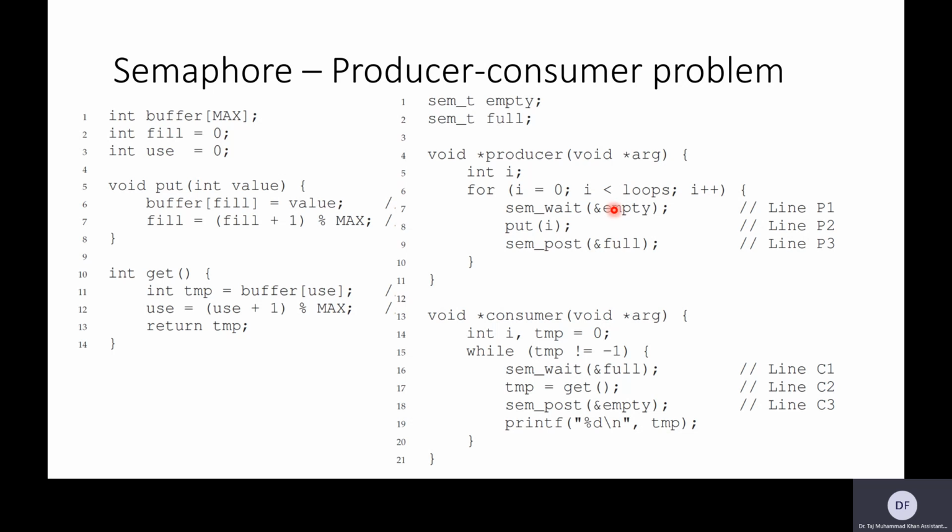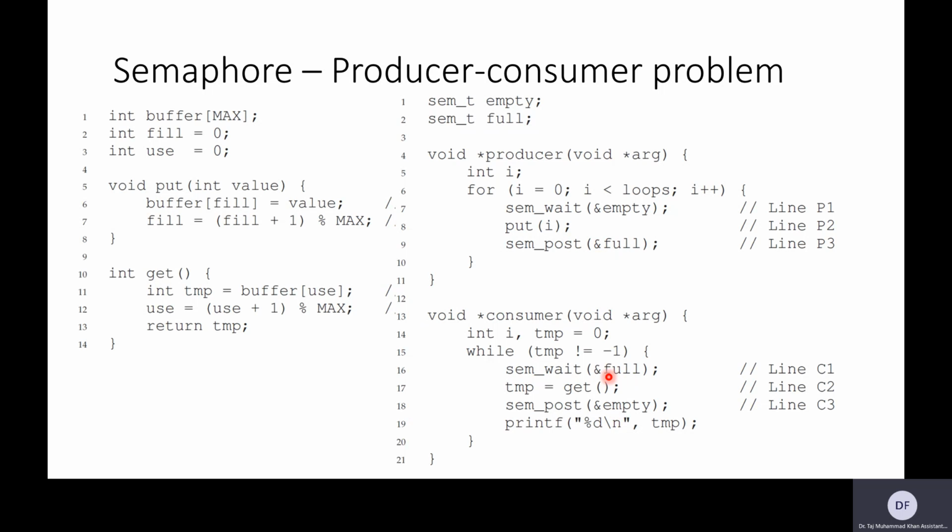So the producer is waiting on this variable empty. Empty basically tells the producer that there is space in the buffer. Okay, so if there is space in the buffer, then the producer will go ahead and put the value in the buffer and signal on the semaphore full, or this condition variable full, so that the consumer knows now there are values inside the buffer and it can go ahead and consume them. Similarly, the consumer will wait on this full variable so that it can be signaled by the producer that there are new values in the buffer.